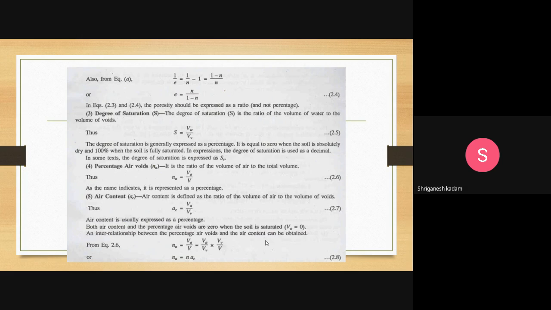Now next point we will study, that is degree of saturation. What is degree of saturation? So here see this point, degree of saturation. Notation is S. Sometimes we can write SR. Okay, or here S is written for SR, that is degree of saturation. So what is the degree of saturation? It is the ratio of volume of water to the volume of voids. Okay, volume of water to the volume of voids.